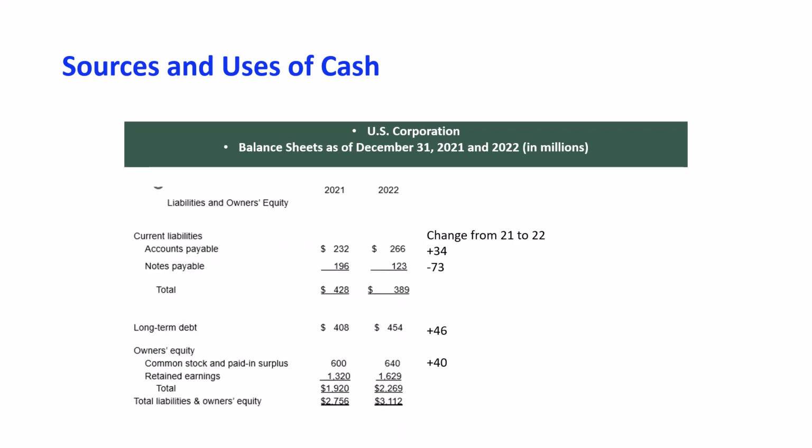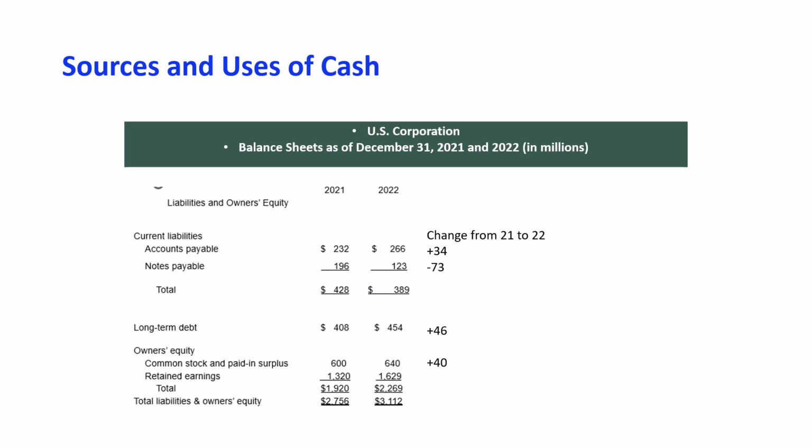You can also look at the liability account. Your accounts payable has gone up by 34. That means cash is coming in. Your notes payable has gone down by 73. That means you pay off notes payable, so it's going to be a use of cash. Long-term debt has increased by 46 million. That means that you borrowed more during the past year. That means your cash is coming in, right?